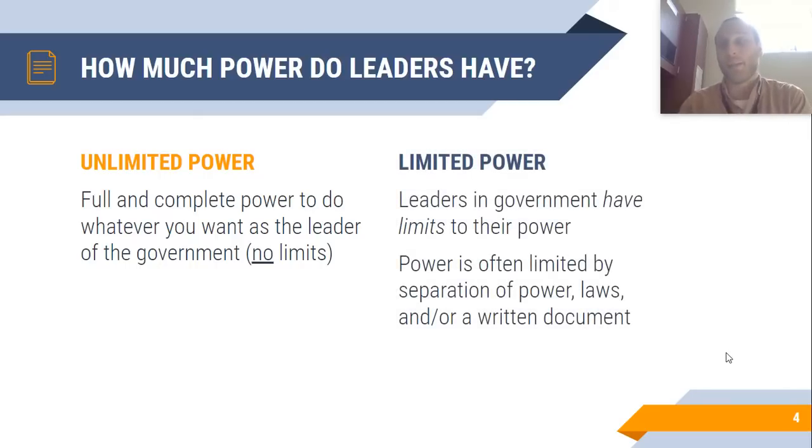So then there's limited power. If you have limited power, that means you do not have an endless supply of power. You have power, but you have limits to what you can do. Or maybe there are other people in the government that also have a say in what goes on, and they can limit what you do in your country or state or city or whatever type of land that you're ruling over, right? So laws, written documents, other people can limit your power, right?